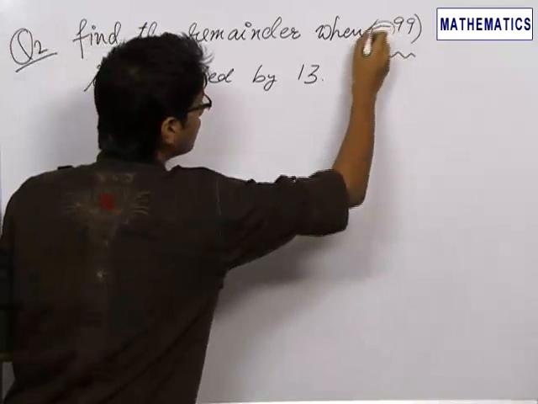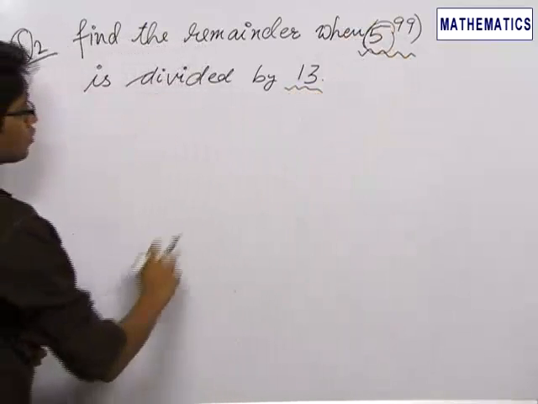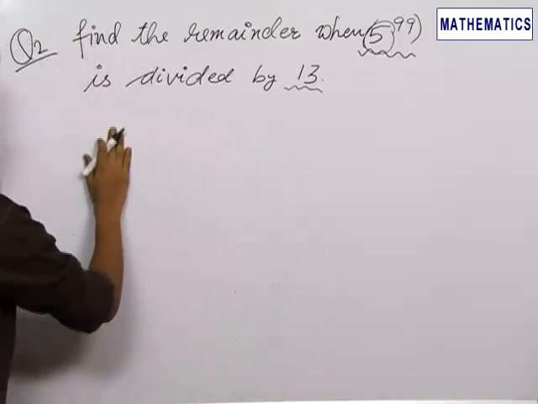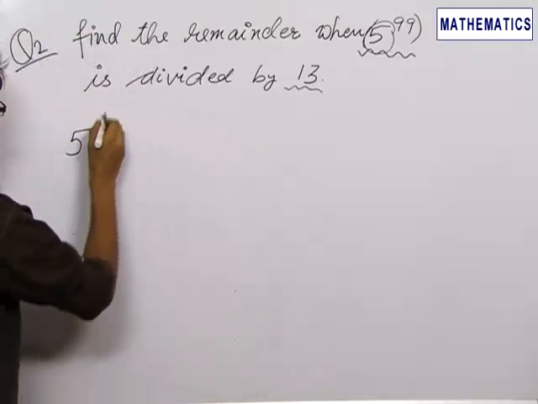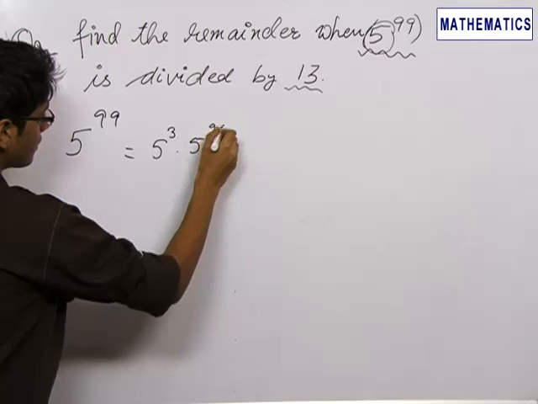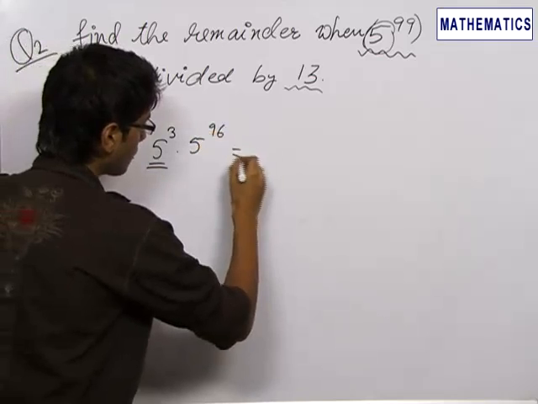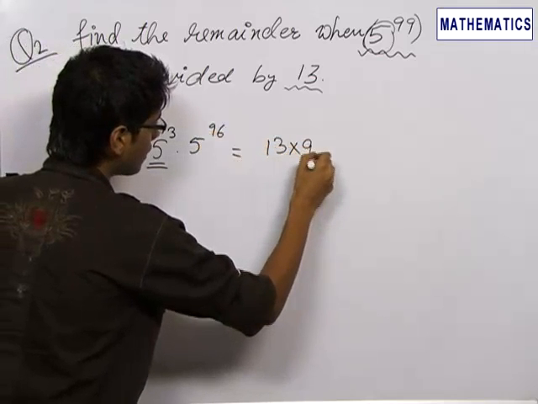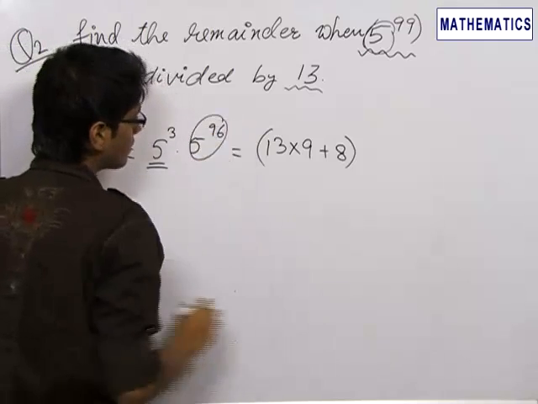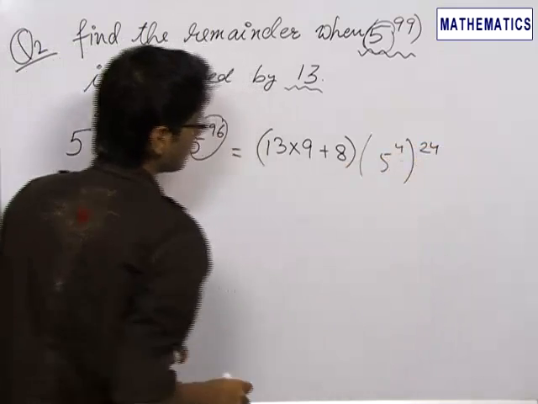We try to convert this 5 power 99 into 13 into some factor plus constant form. Now what we do, we write 5 power 99 as 5 power 3 into 5 power 96. This is 125, which we can write as 13 into 9 plus 8. This 5 power 96, we can write as 5 power 4 power 24.